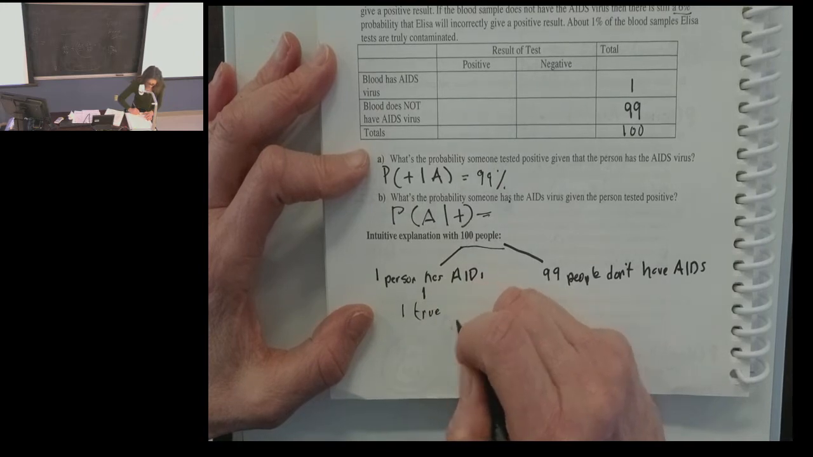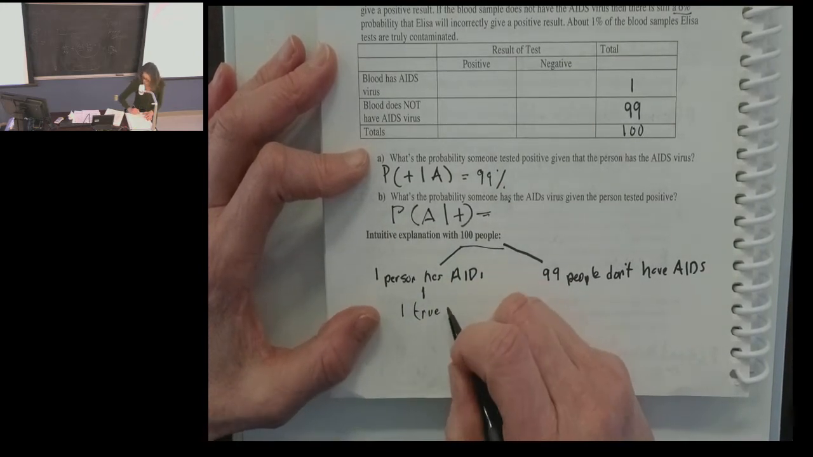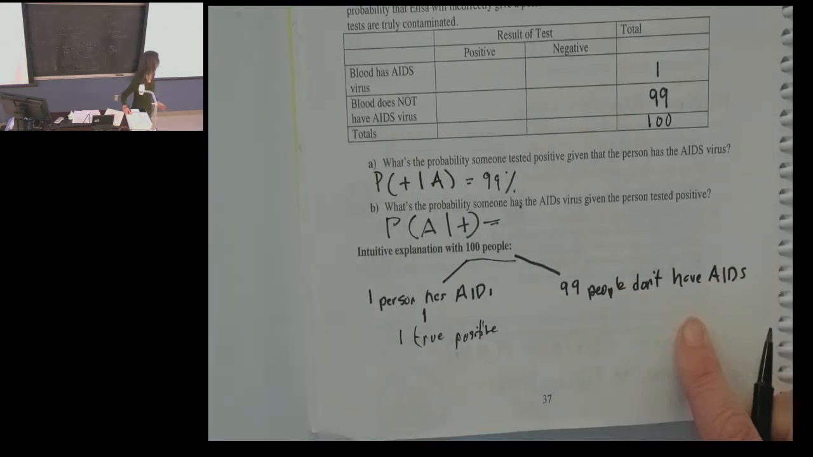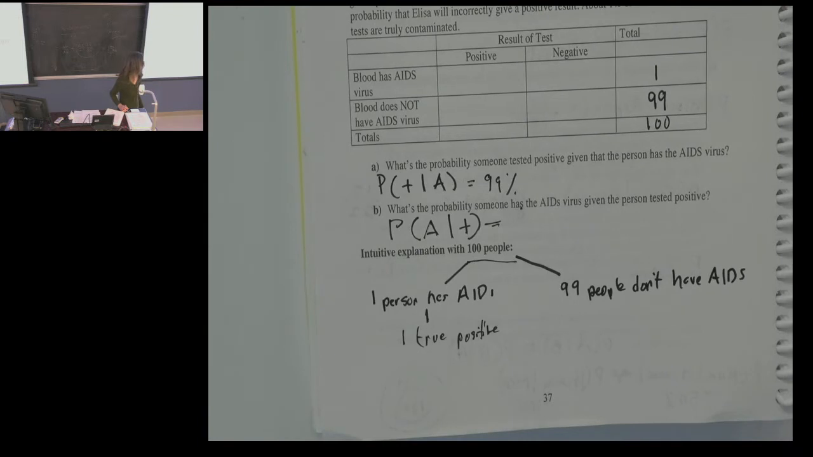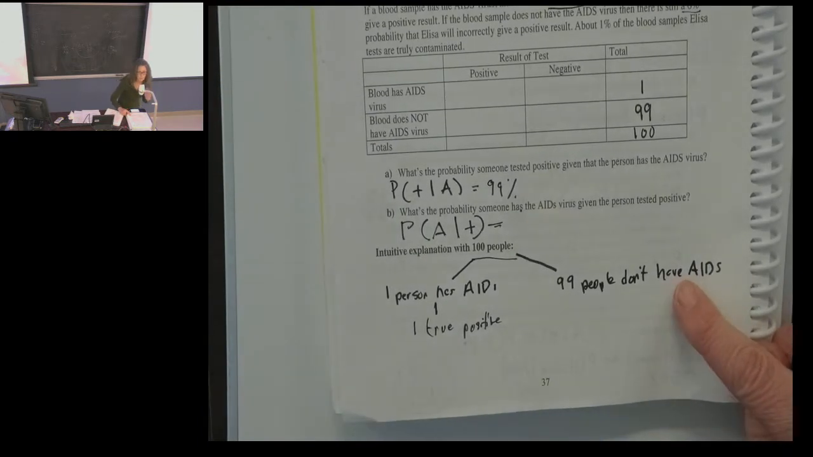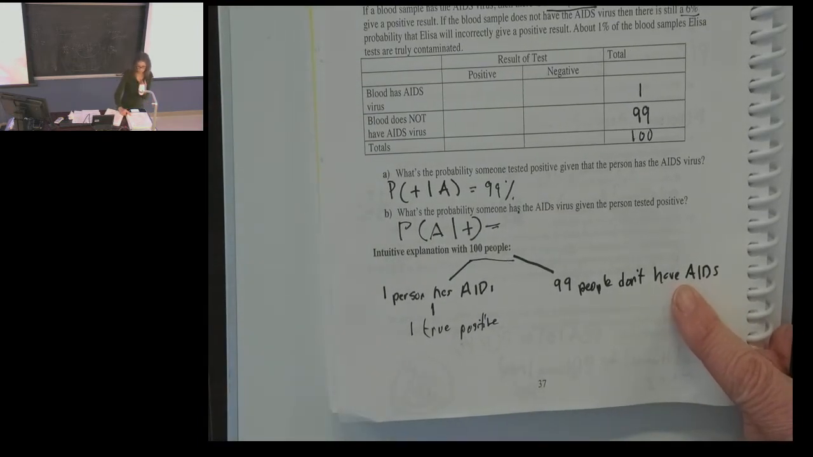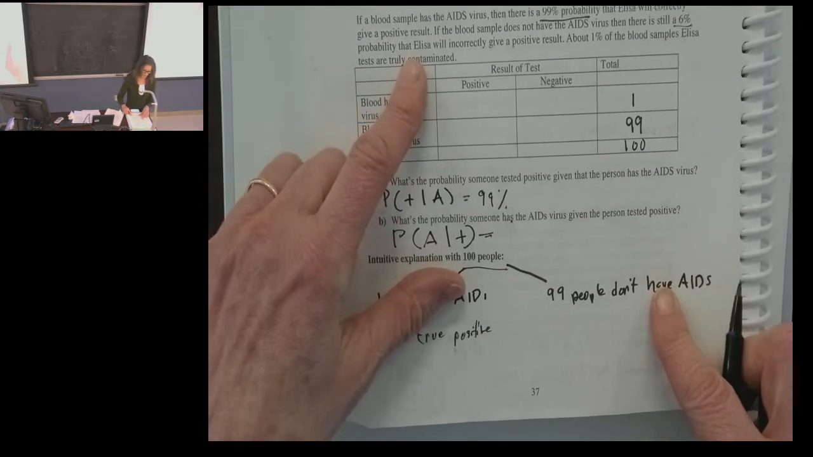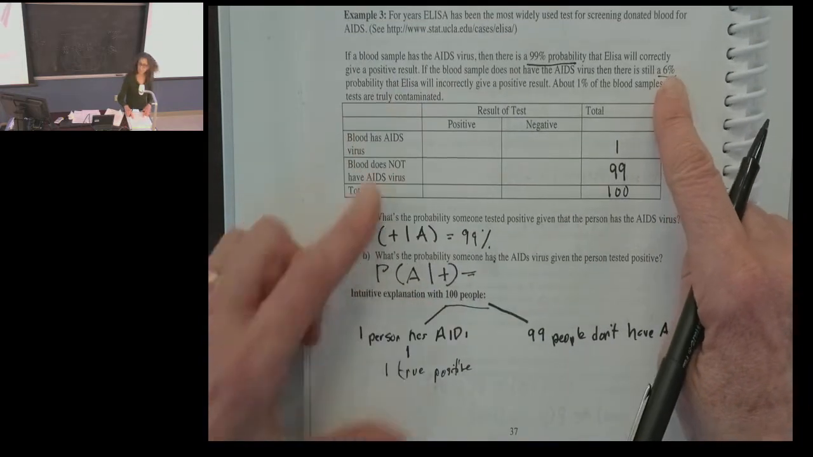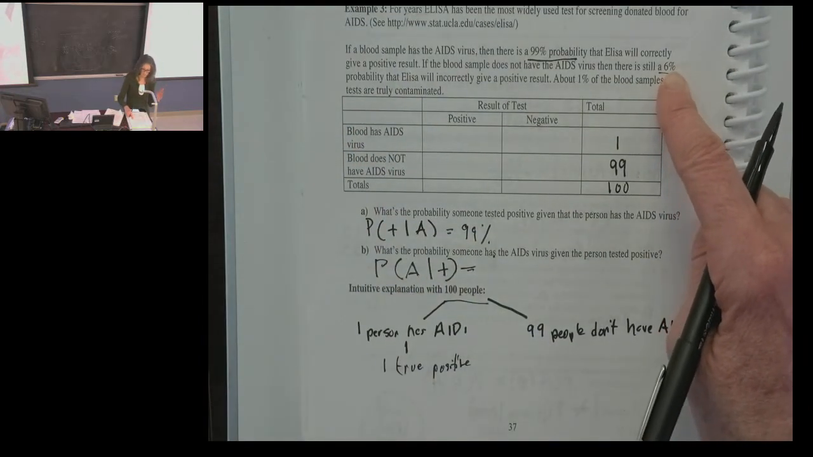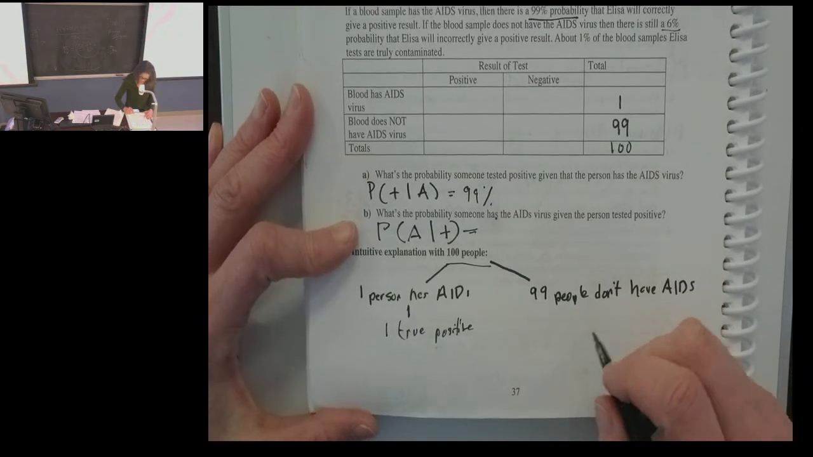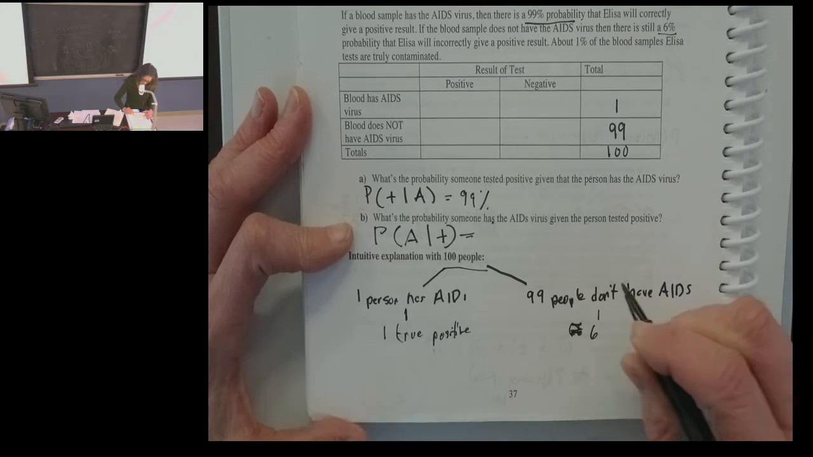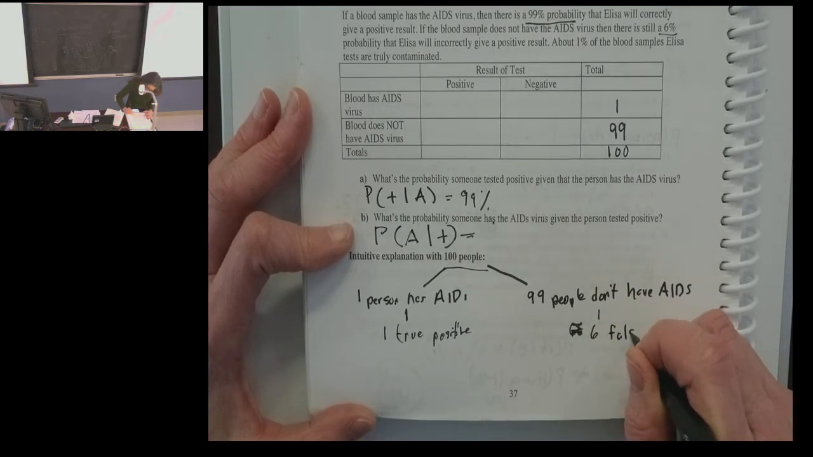That person really got a positive. Or, out of all these almost 100 people who don't have AIDS, how many of them are also going to get a positive result? A false positive. How many false positives? So I thought, okay, so here's the 6 false positives. It's out of 99, but let's just round. So here we get 6 false positives.